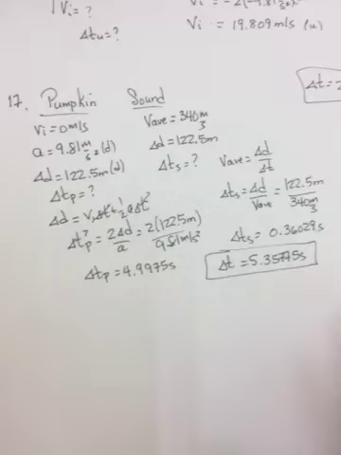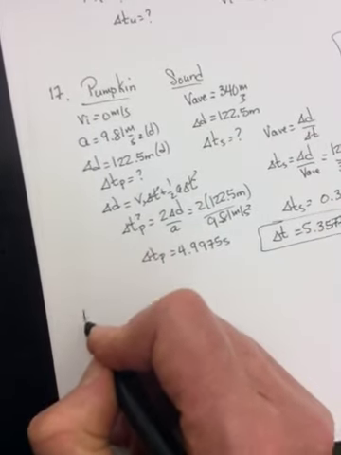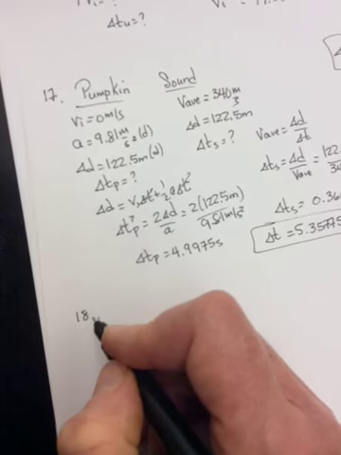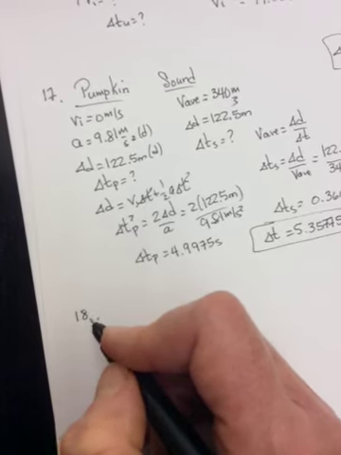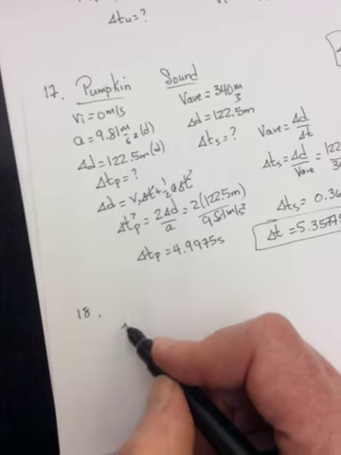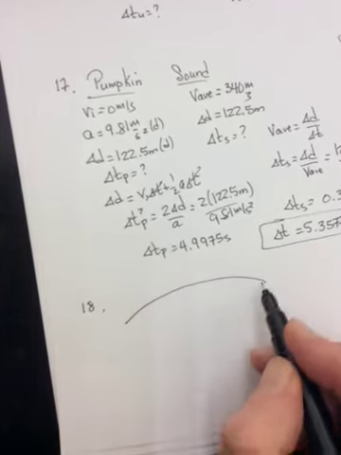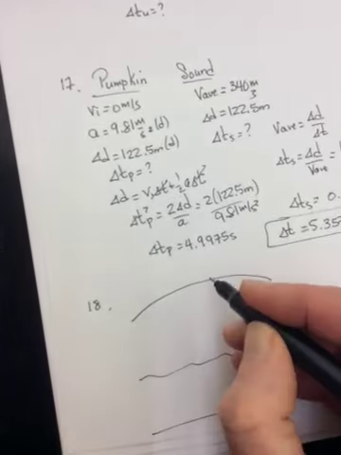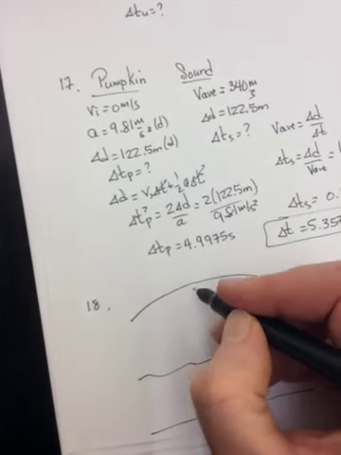Okay? Number 18 says, a rock is dropped from the bridge that's 40 meters above the water surface. It slows down instantly upon hitting the water. So here's the bridge, here's the water, here's the base. And it says it's 40 meters above the water surface.